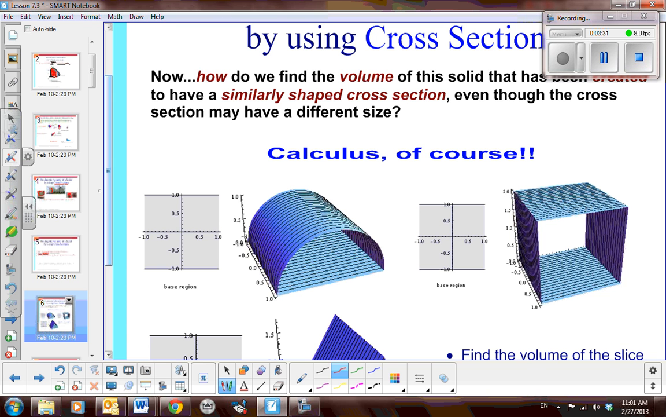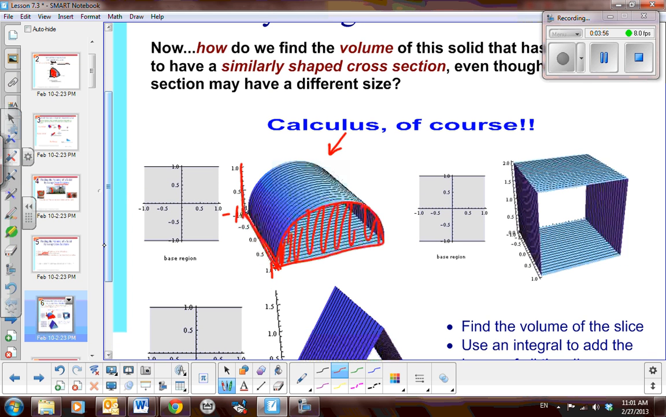Okay, with similarly shaped cross sections. So you can see here we have a solid, and you can see that our cross section is a semicircle. So we place it on the x and y axis so we can establish an upper and lower limit. We would find the volume of one of those cross sections, and then it looks like we're integrating from a lower limit of negative 1 to an upper limit of 1.